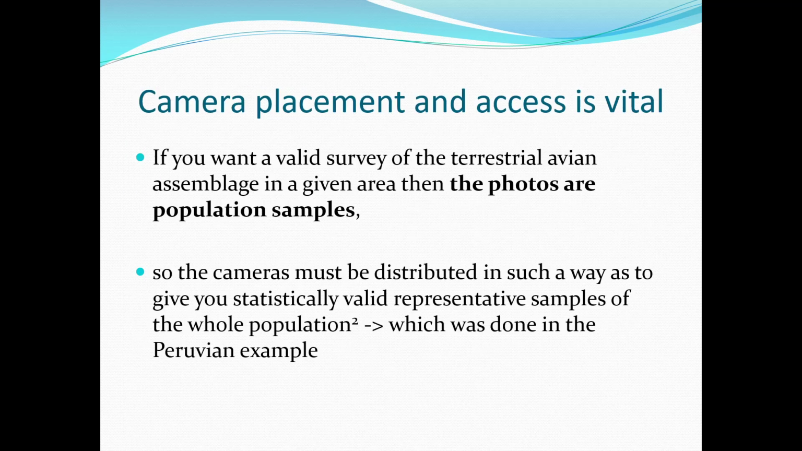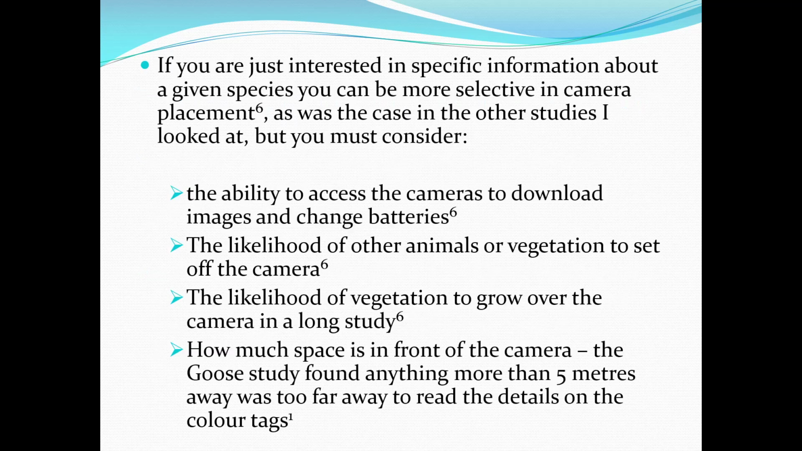So you should be able to see here that if you want a valid survey of the terrestrial avian assemblage in a given area, then you've got to look at the photos as being population samples. So the cameras have to be distributed in such a way as to give you a statistically valid representative sample of the whole population. And this is exactly what was done in the Peruvian example. But if you're just interested in specific information about a given species, you can be more selective in your camera placement, but there's still things that you have to consider.